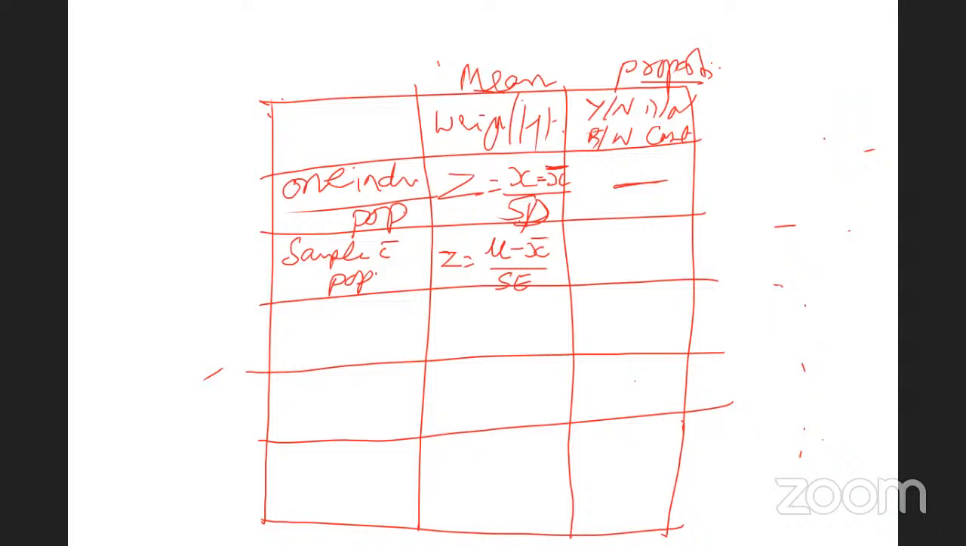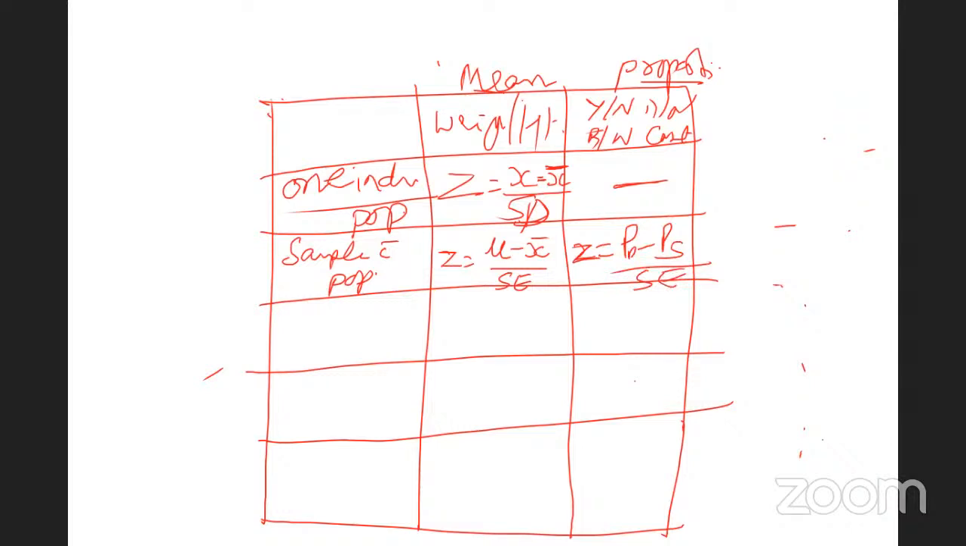Suppose the population had 30% poor people, and the opposite party found 50% poor in a sample. Whether the sample belongs to the population or not, whether it is representative or not, if you want to find that out, the Z used will be population proportion minus sample proportion divided by standard error of proportion.